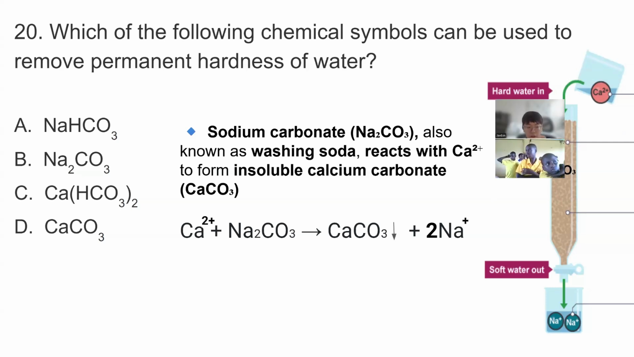Okay. Let's look at this question too. Which of the following chemical symbols can be used to remove permanent hardness in water? B. Yeah, you're saying B, right? Yeah, B, because that's right. Hardness in water is removed by sodium carbonate.